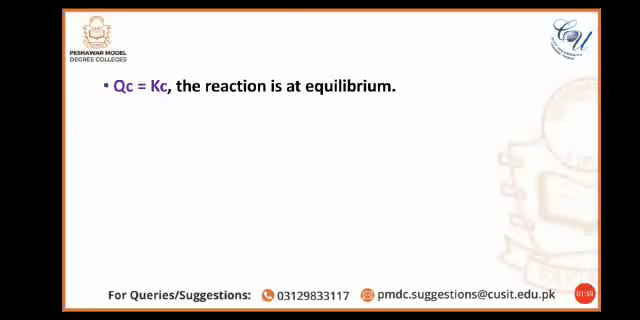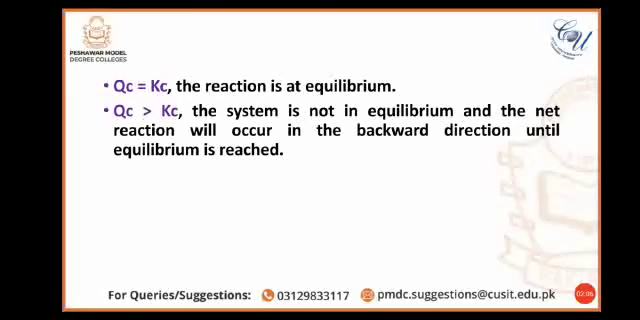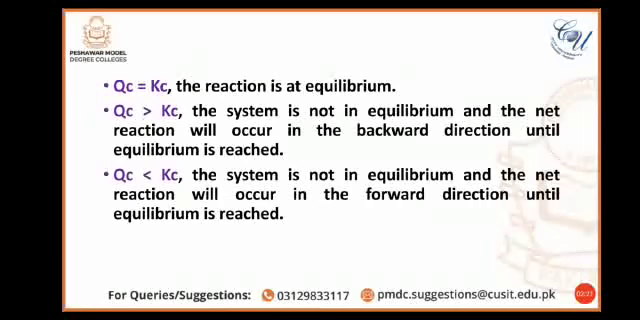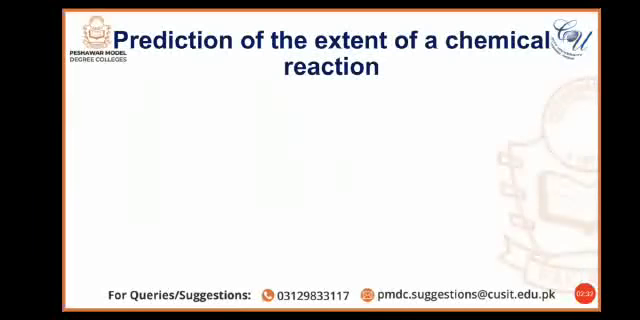Qc, that is reaction quotient, is equal to equilibrium constant Kc when the reaction is at equilibrium. If Qc is greater than Kc, the system is not in equilibrium and the net reaction will occur in the backward direction until the equilibrium is reached. If in a given reaction the value of Kc is greater than Qc, it means that the system is not in equilibrium and the net reaction will occur in the forward direction until the equilibrium is reached.